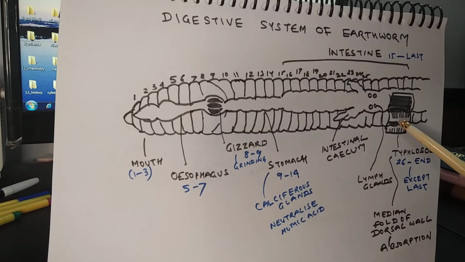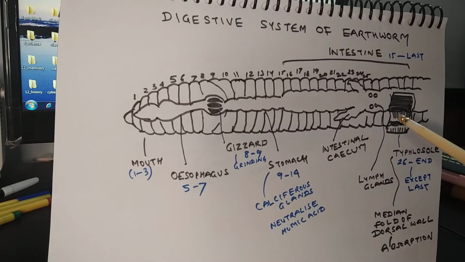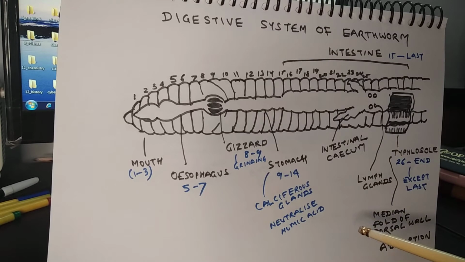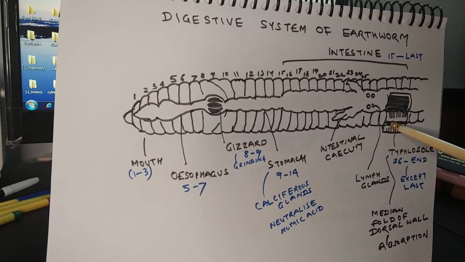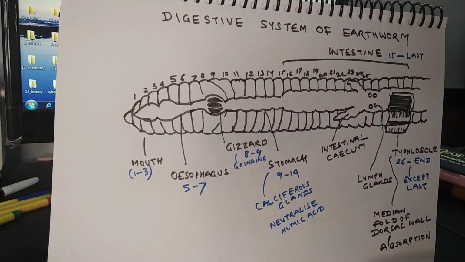Then from 26th segment to the penultimate segment, that is one segment just before the last one, is typhlosole. In fact, typhlosole is the median fold in the dorsal wall of the intestine, and because of this median fold, the surface area increases, so it facilitates better absorption of food.